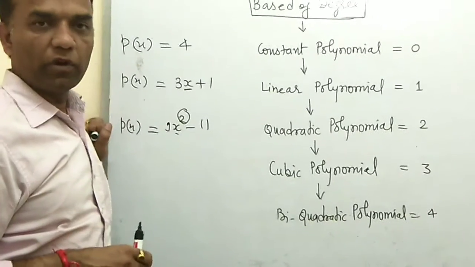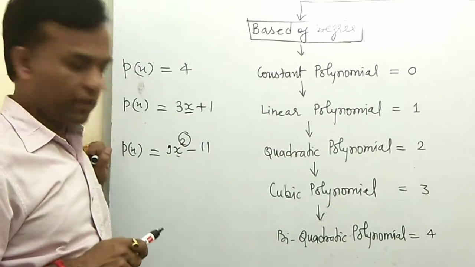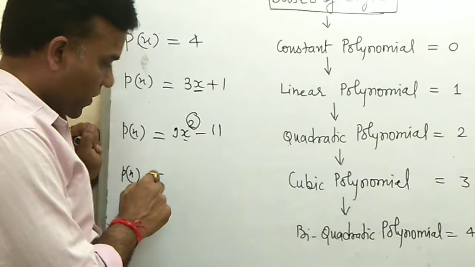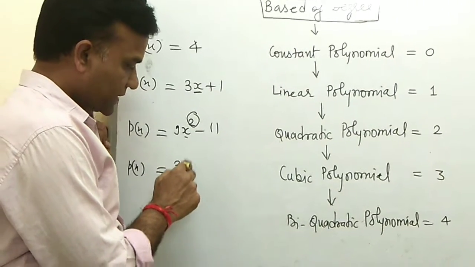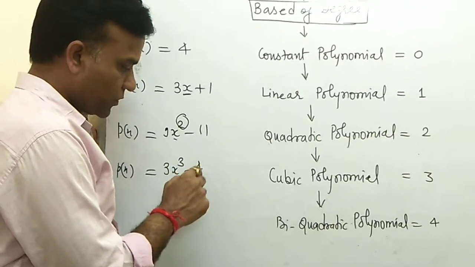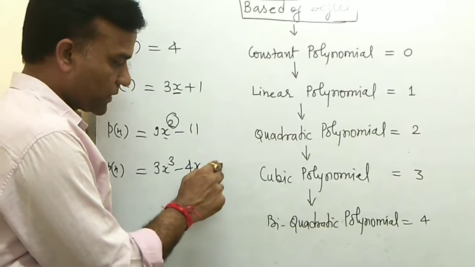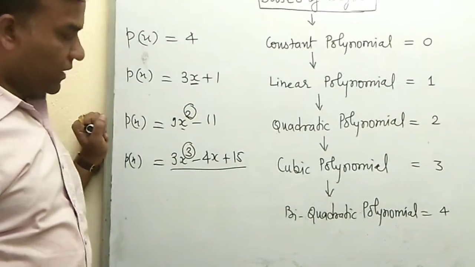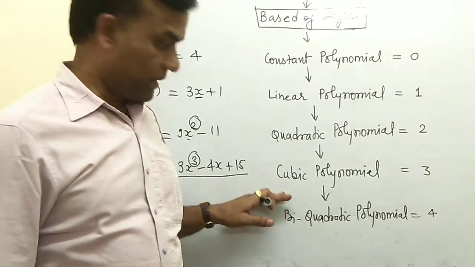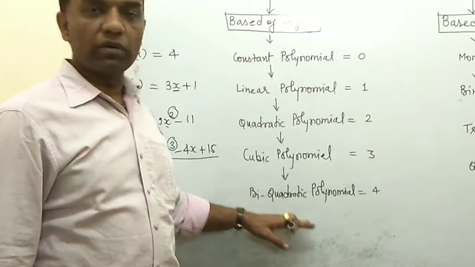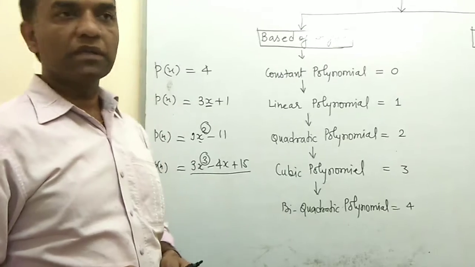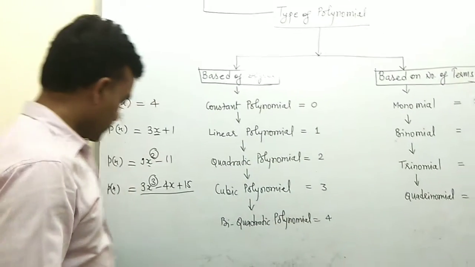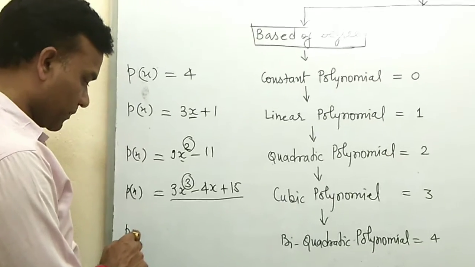And cubic polynomial means it has highest degree 3. A variable you use in the cubic, like 3x cube minus 4x plus 15. There are 3 terms, but the highest degree is 3. Therefore, it is called a cubic polynomial. And last is biquadratic. Biquadratic means the highest power, highest degree, is 4. So it is called a biquadratic polynomial.